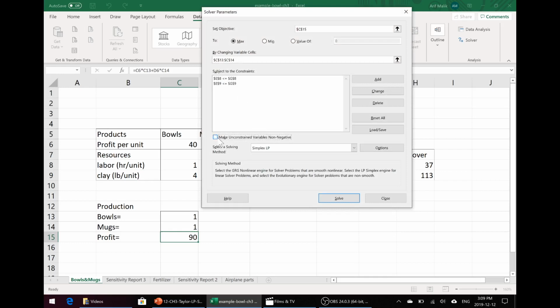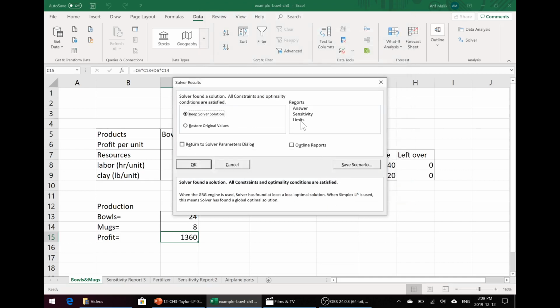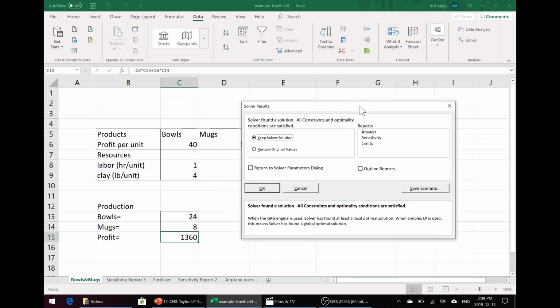Click on this one, make unconstrained variables non-negative. We just tick this one so that this is a non-negativity constraint. Here we have GRG nonlinear, simplex LP, evolutionary. We select the simplex LP here, and we just say solve. And as you can see, the solution is already there.